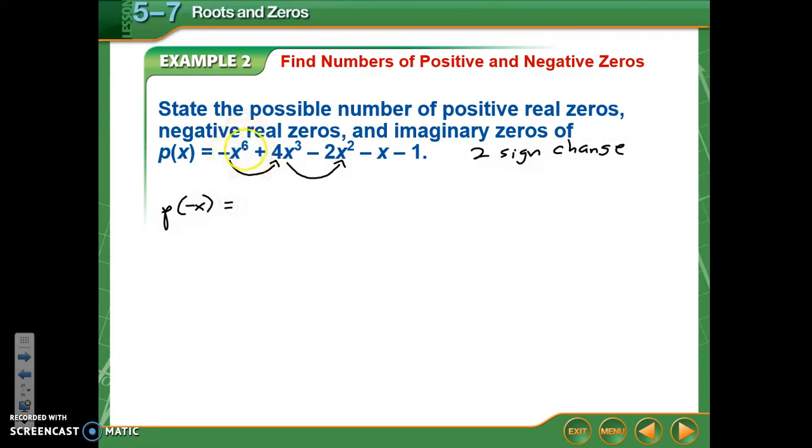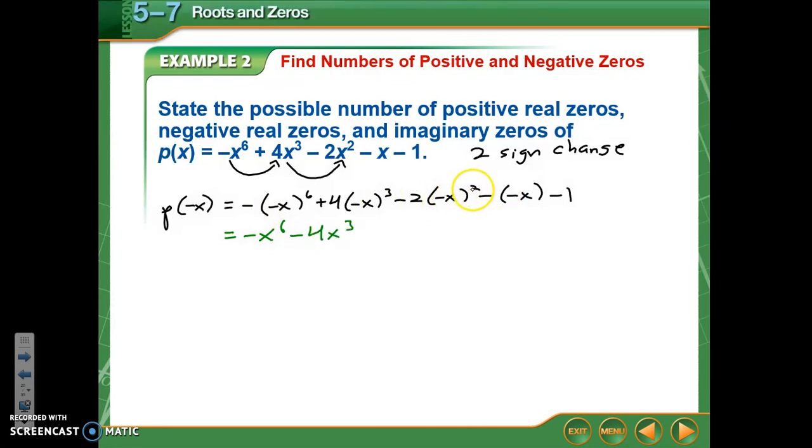So if I plug in -x, the 6th is just going to be x to the 6th, the negative one in front, so that first one doesn't change. Actually, I'll just write it all out here for you so you can see what we're doing. So -x to the 6th is just x to the 6th. So that stays as -x to the 6th because of this negative here. -x quantity cubed is -x cubed. So that's going to change that to a -4x cubed. -x quantity squared is just going to be x squared. So that's not going to change the sign. This sign does change because it's minus -x. And then I have a -1. So this is p evaluated at -x.